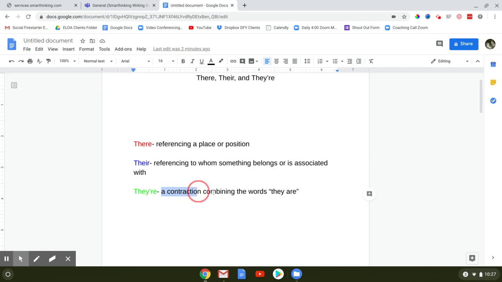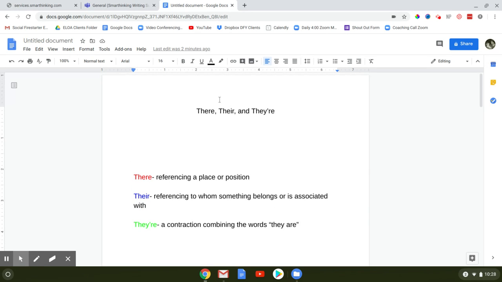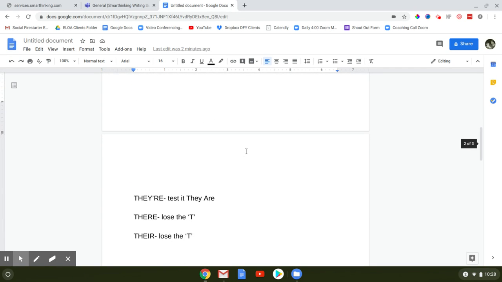And then the final there is a contraction combining the words they and are. So every time you use this there, you're replacing those two words. If you say they're here, you're replacing they are here. Or they're going to meet us at the mall. They are going to meet us at the mall. So those are the three theirs, right? And they don't look that difficult here. They're color-coded. They have their definitions. It's not super hard to tell them apart. But when they're just like this, they're just standing there, how do we make sure that we remember which ones we're supposed to use? Well, got a couple of tips here that we'll go over.